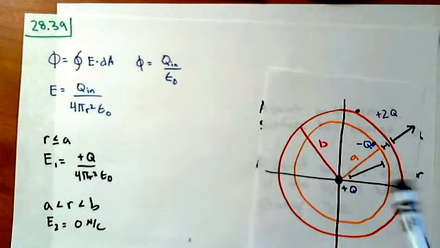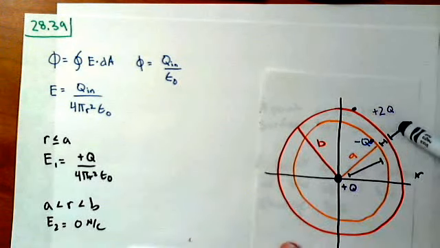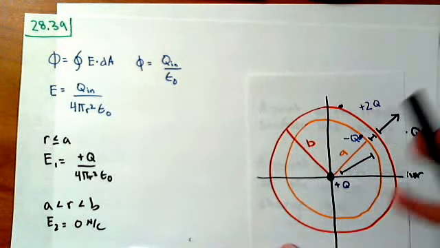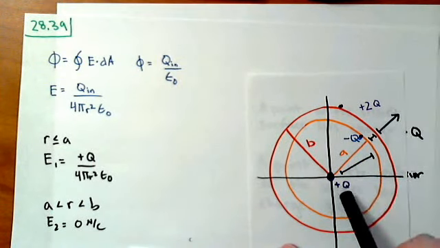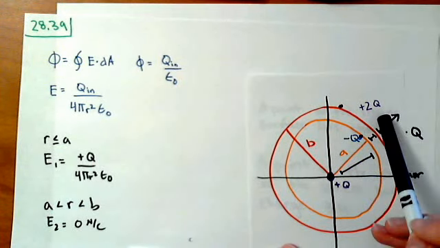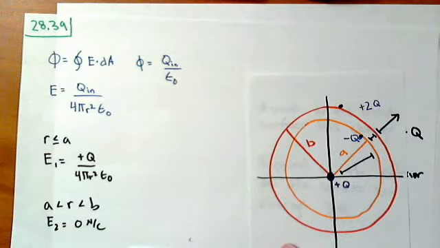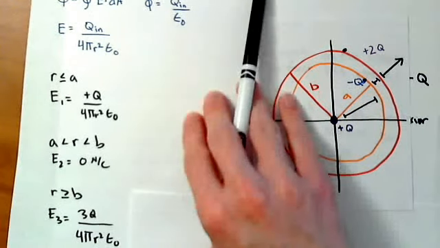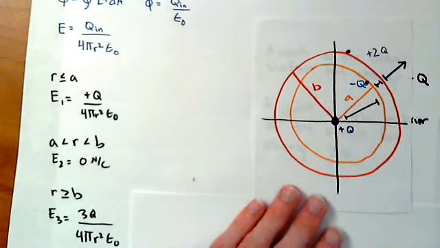Finally, we have the third equation, which is r is greater than B, which is this part of the sphere from the outer radius and on outward. So we have the interior charge q and the outside charge 2q. We can just add these together and get 3q over 4 pi r squared epsilon naught.